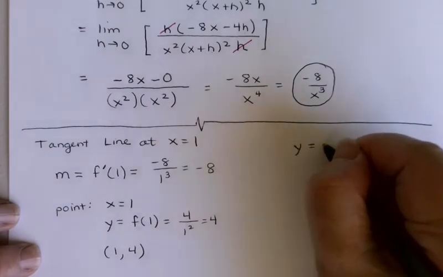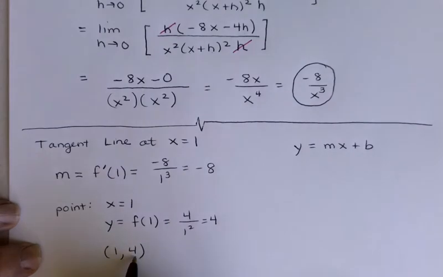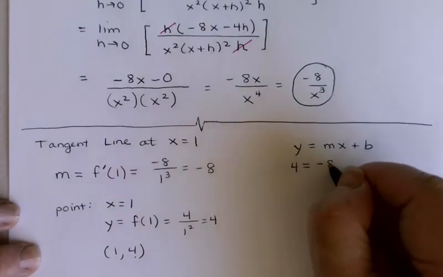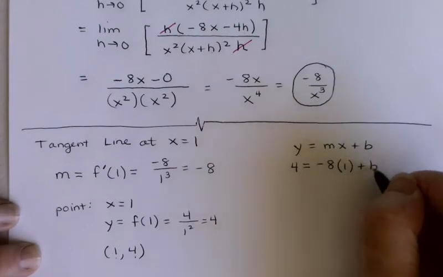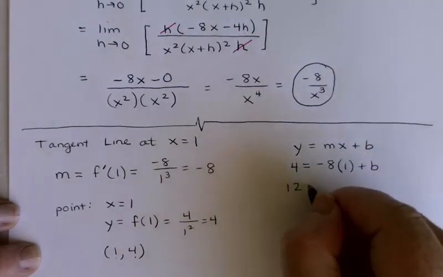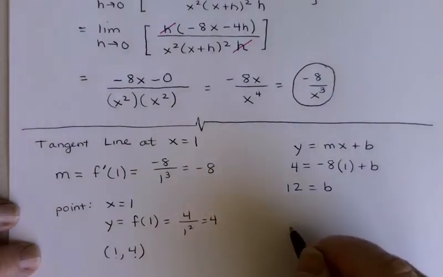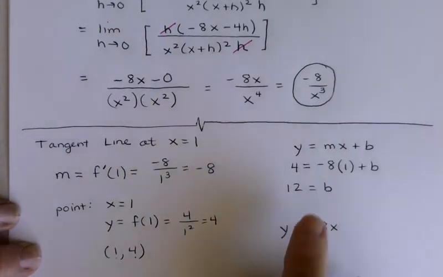To get the equation of the line, I'm going with y equals mx plus b. y is 4, m is -8, x is 1. So it looks like I'm going to get 12 for b this time, meaning that my tangent line is y equals -8x plus 12.